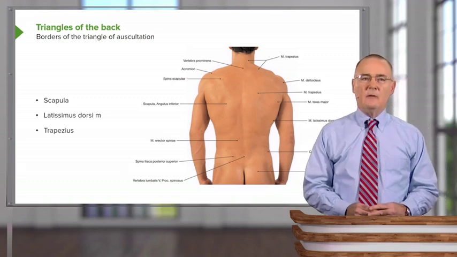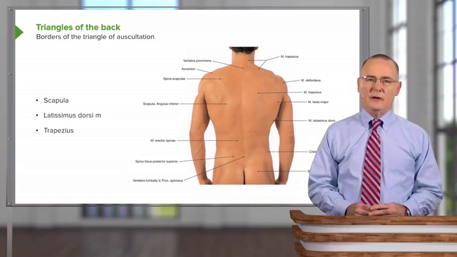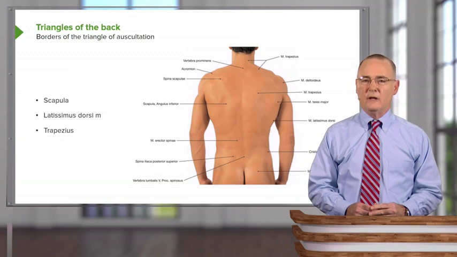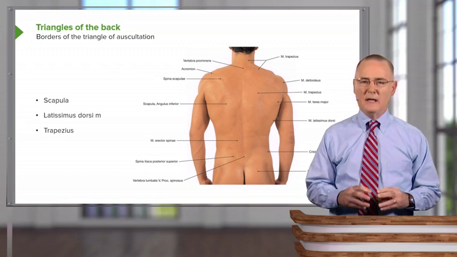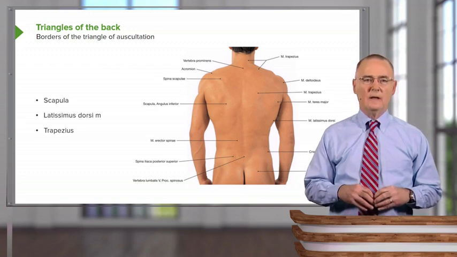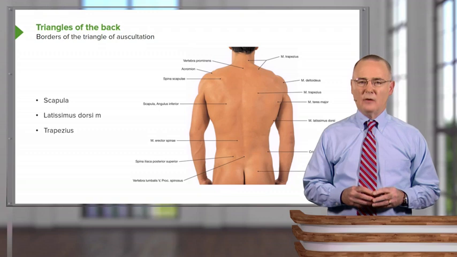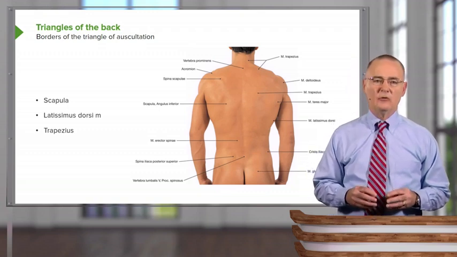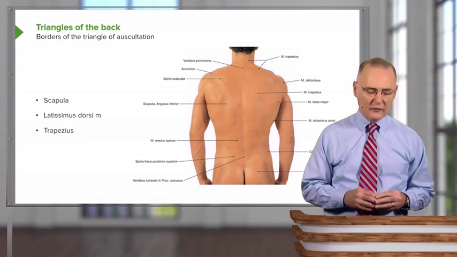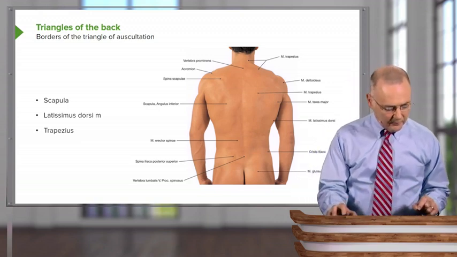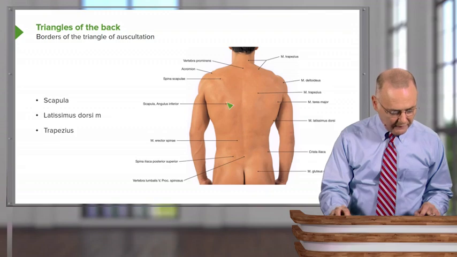This slide represents the superior most of these three triangles, and this is going to be the triangle of auscultation. It's going to be defined by three anatomic structures: the inferior aspect or angle of the scapula, and then two muscular contributions, one from the latissimus dorsi muscle as well as from the trapezius muscle. So if we take a look, we have all three structures defined.